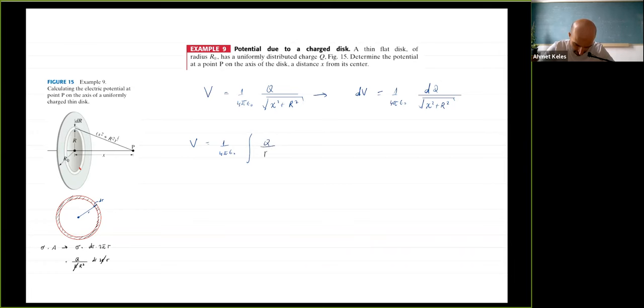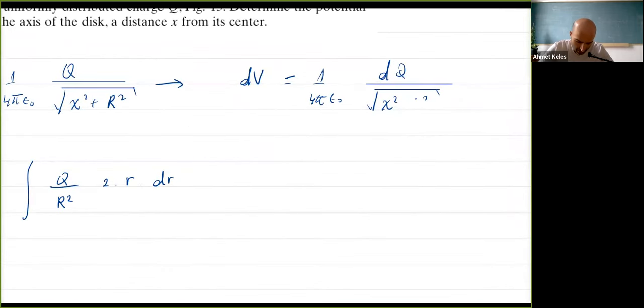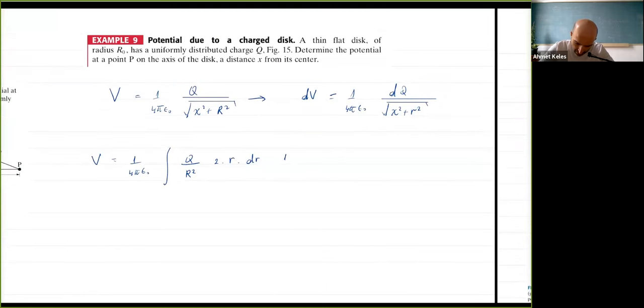Q over r squared, 2 times r times dr. I just wrote these things. Q r squared dr 2r, and what is left is just this guy. And so for here, the radius is also my variable, so I'll replace this with the little r, because this will change depending on where I am on the ring. So this is going to be 1 over x squared plus r squared.